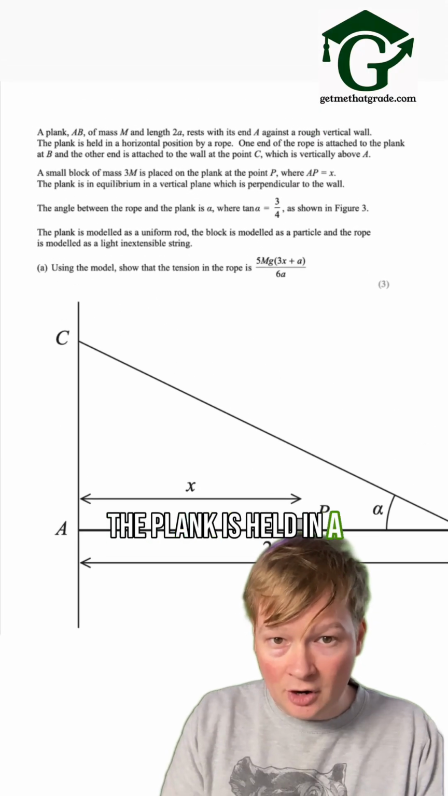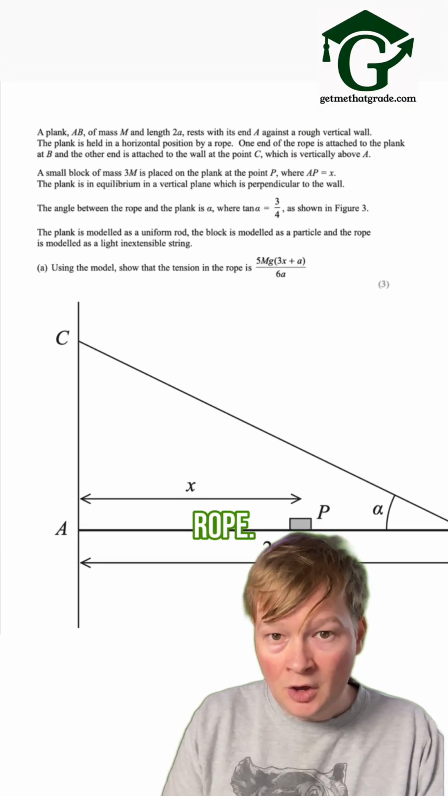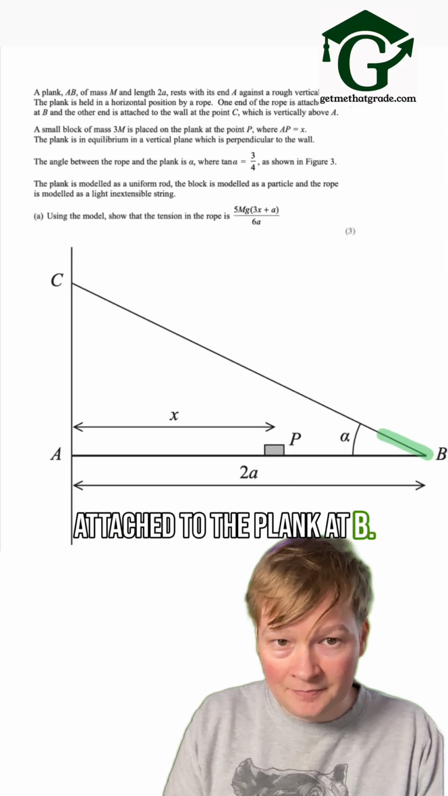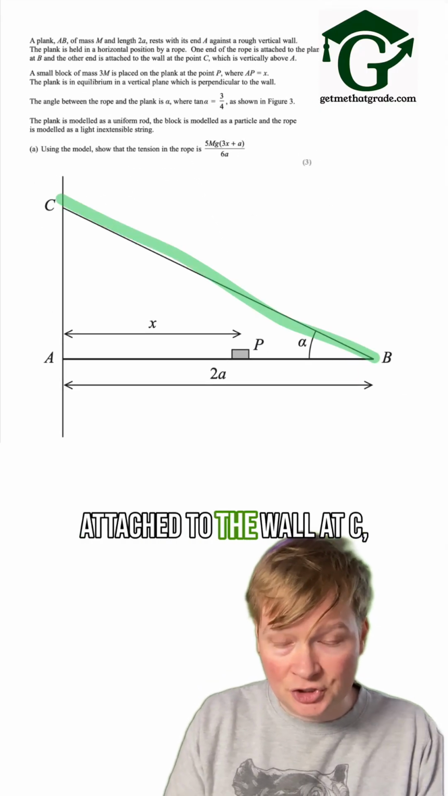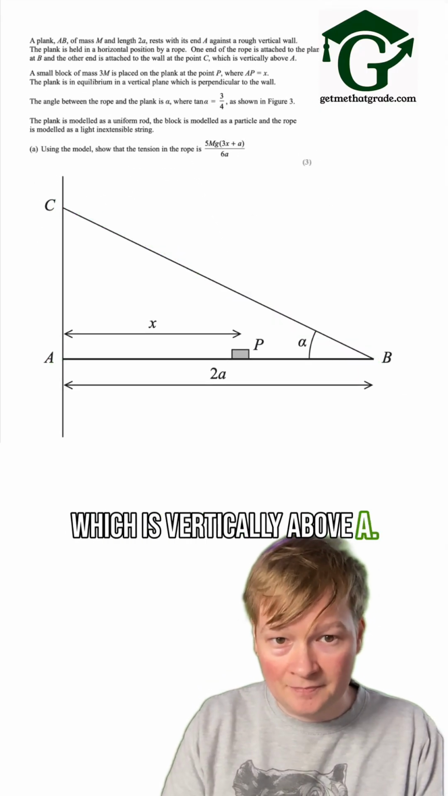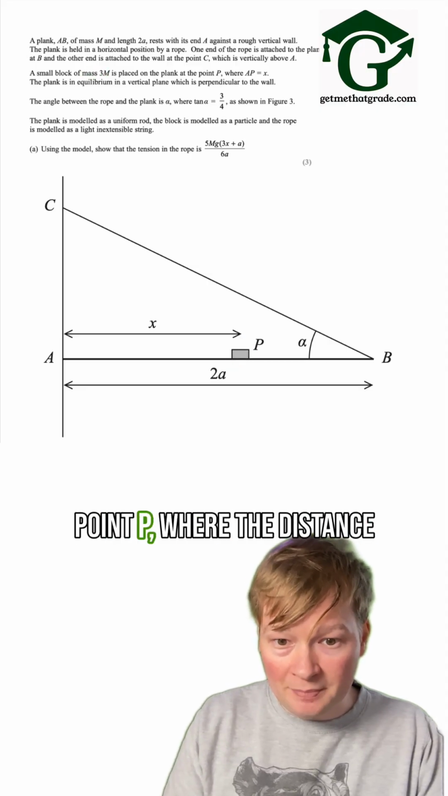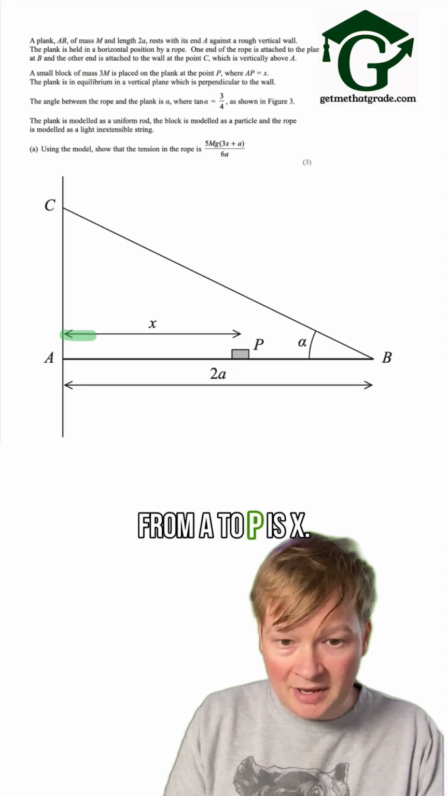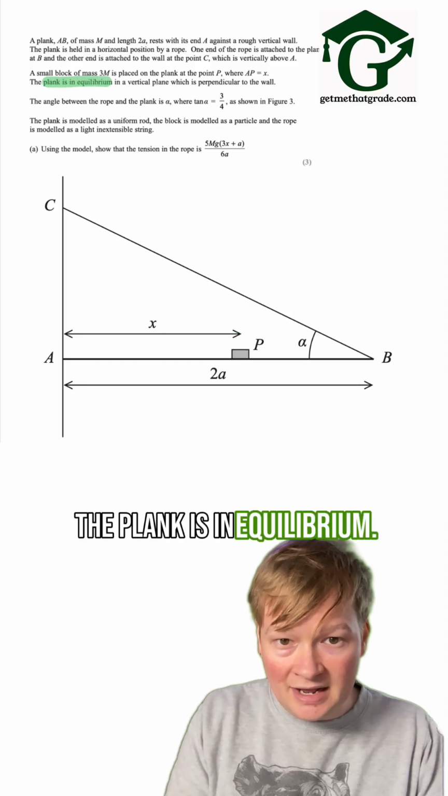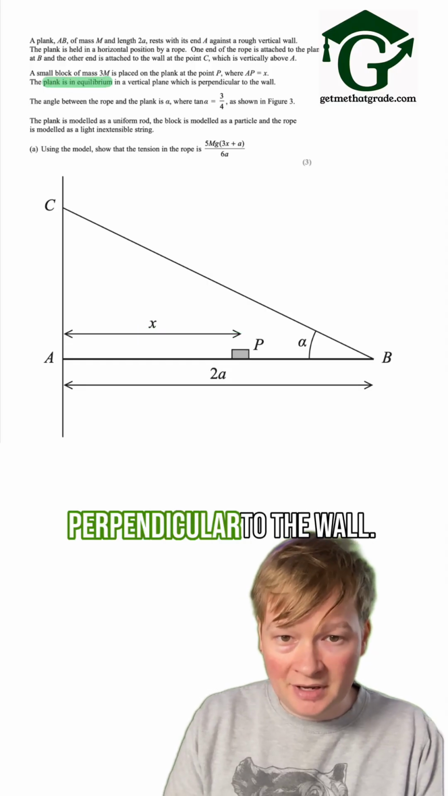The plank is held in a horizontal position by a rope. One end of the rope is attached to the plank at B, and the other end is attached to the wall at C, which is vertically above A. A small block of mass 3m is placed on the plank at the point P, where the distance from A to P is x. The plank is in equilibrium in a vertical plane, which is perpendicular to the wall.